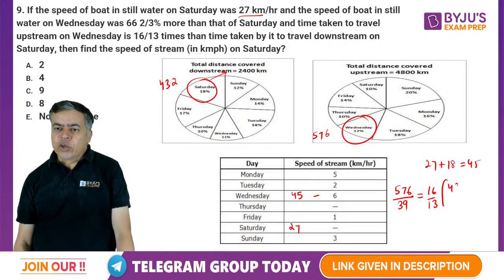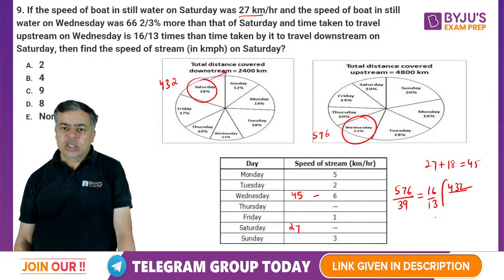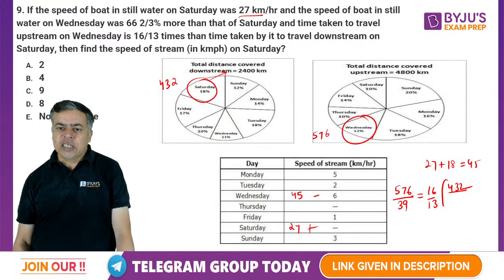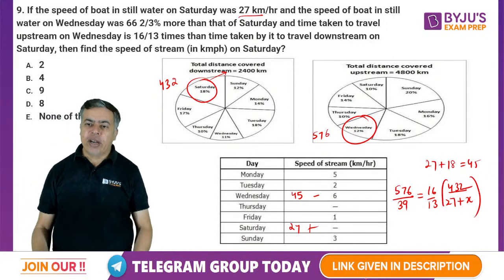So 432 kilometers at the speed downstream. Now downstream on Saturday is 27 plus x. I don't know the speed of the stream here. Right? Speed of stream we need to calculate.